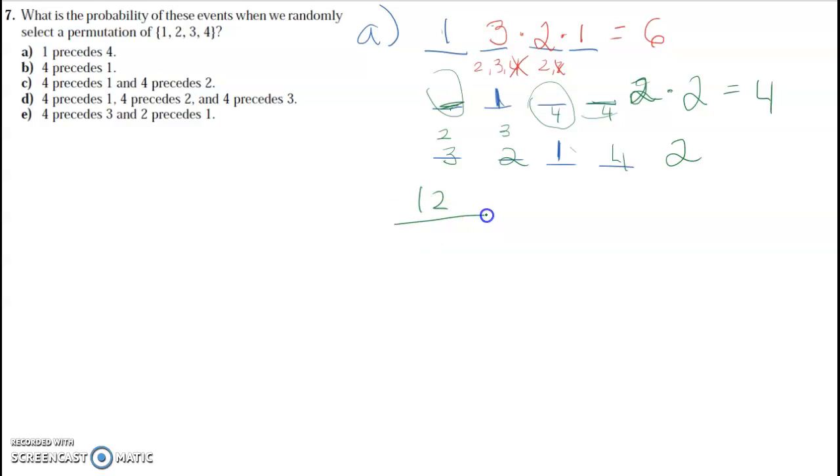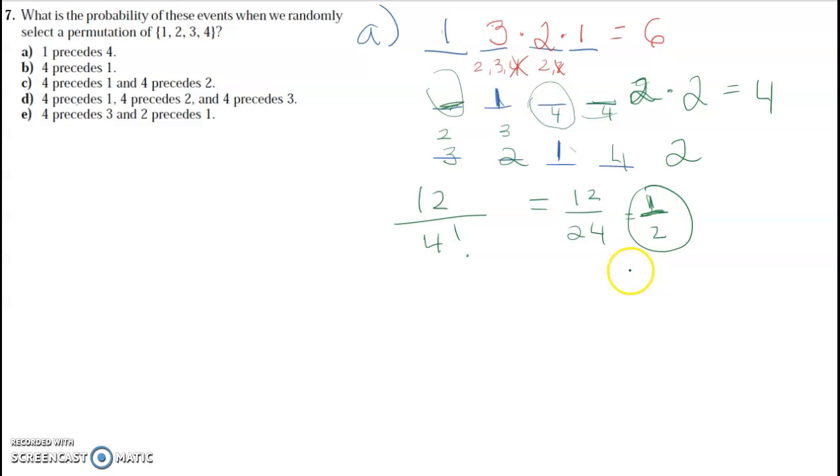And out of 12, what's the total number possible? We have 4 numbers, so that is 4 factorial, which ends up being 24. So this is 12 over 24, which reduces down to 1/2. This is the correct answer we got from actually counting all the possibilities.